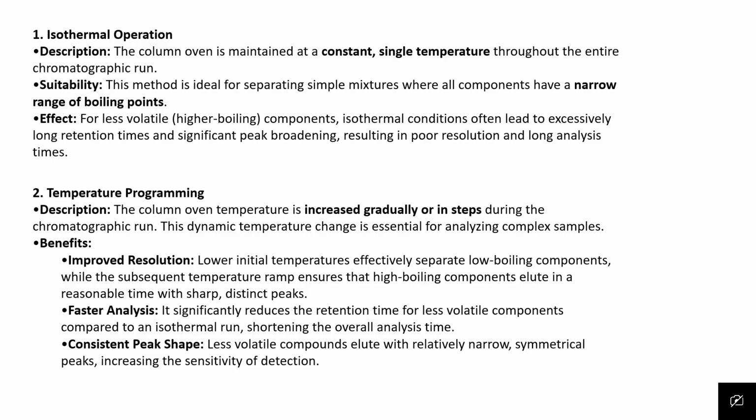Second, temperature programming. The column oven temperature is increased gradually or in steps during the chromatographic run. This dynamic temperature change is essential for analyzing complex samples. Benefits of temperature programming are improved resolution. Lower initial temperatures effectively separate low boiling components, while the subsequent temperature ramp ensures that high boiling components elute in a reasonable time with sharp, distinct peaks.